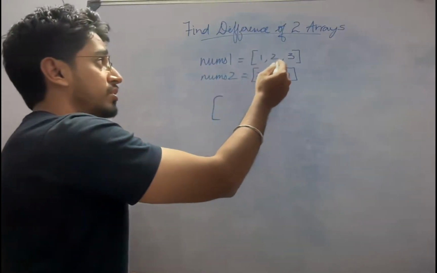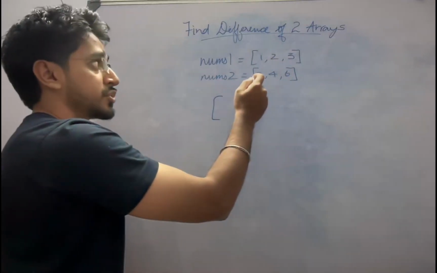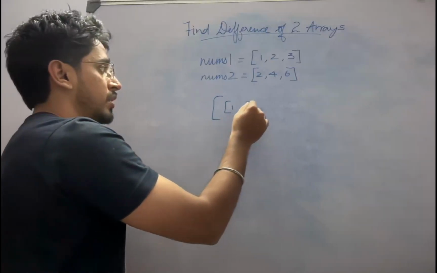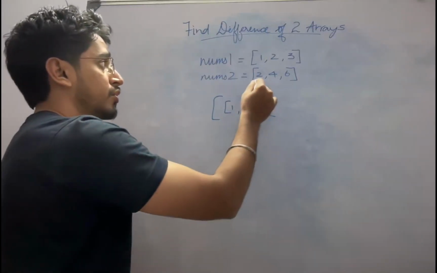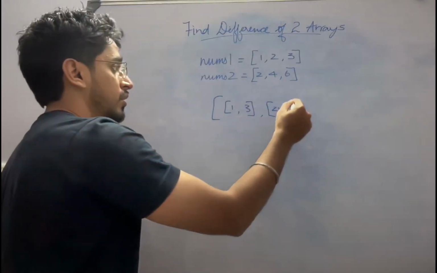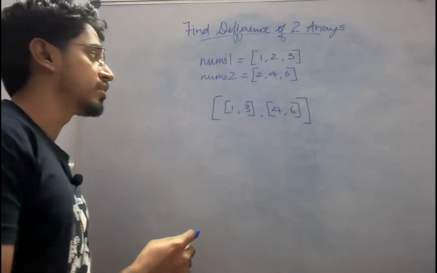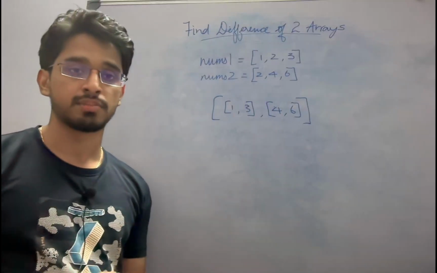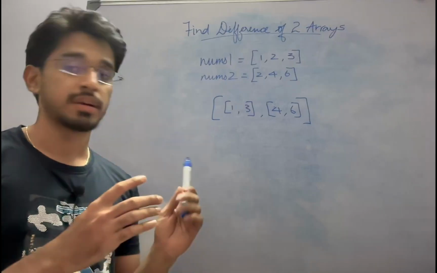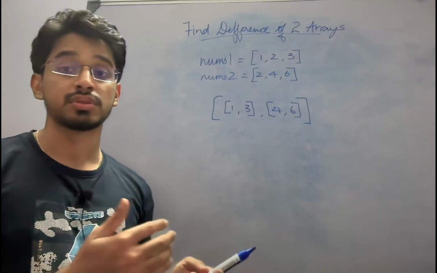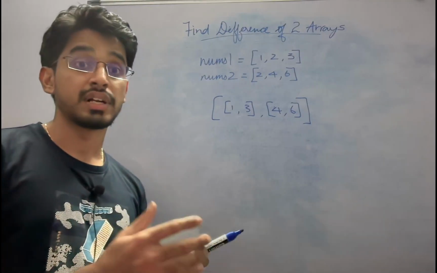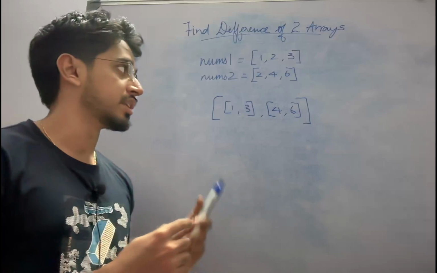So nums1, you see that 2 is present in both nums1 and nums2. So we need to just return 1, 3, and then another array of 4 and 6. This is the array which we need to return at the end. I hope you got the problem statement. The first array contains all the distinct integers in nums1 that are not in nums2. The second array consists of all the distinct integers in nums2 that are not in nums1. That's basically the problem.